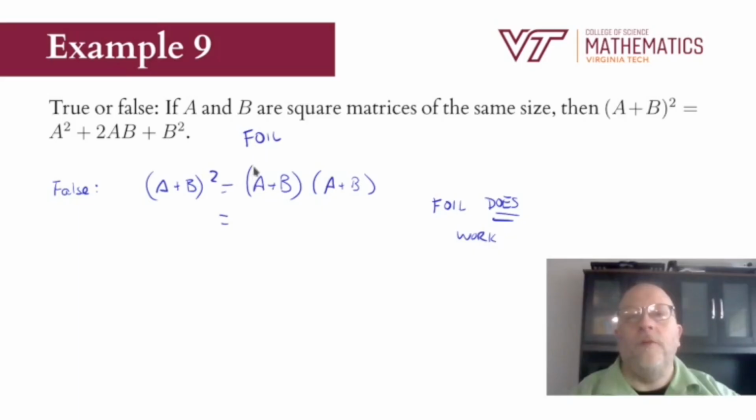But when we do this, first times first is A squared. Outer is A times B. Inner, though, is B times A. And last is B times B. And because AB and BA are not the same, I can't combine them into 2 times AB.